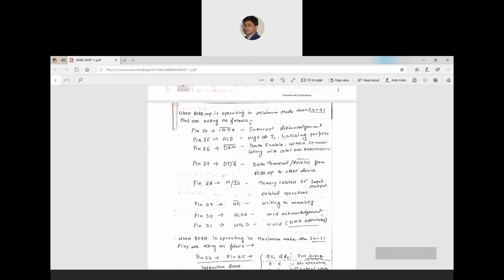Suppose 8086 is operating in minimum mode. As the name suggests, it is operating in a minimum mode. That means it has the authority to control everything.